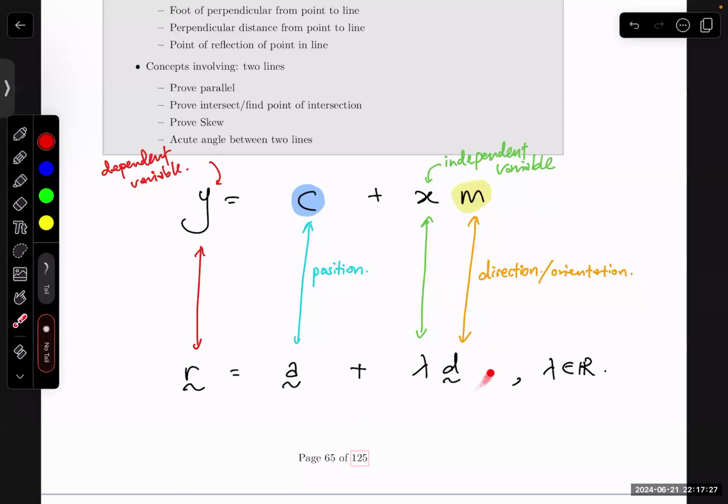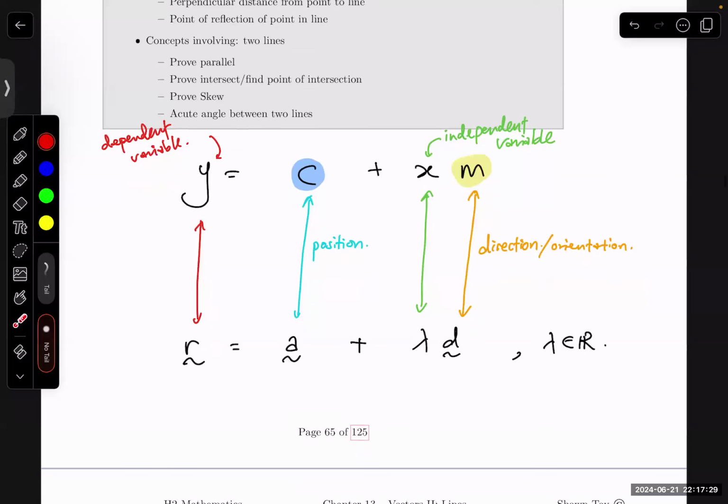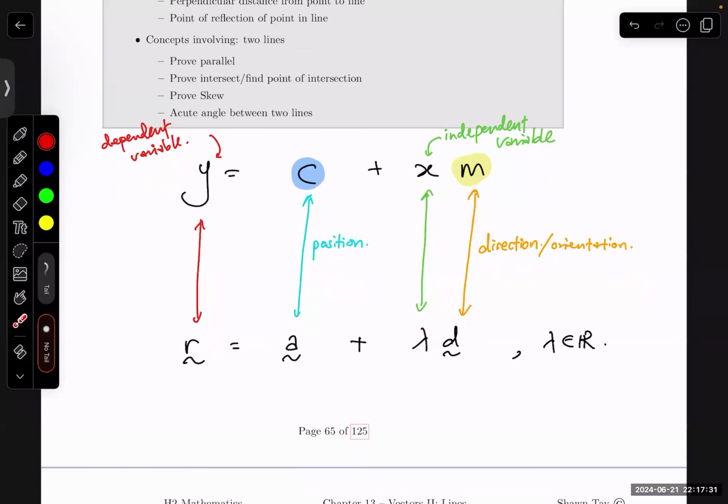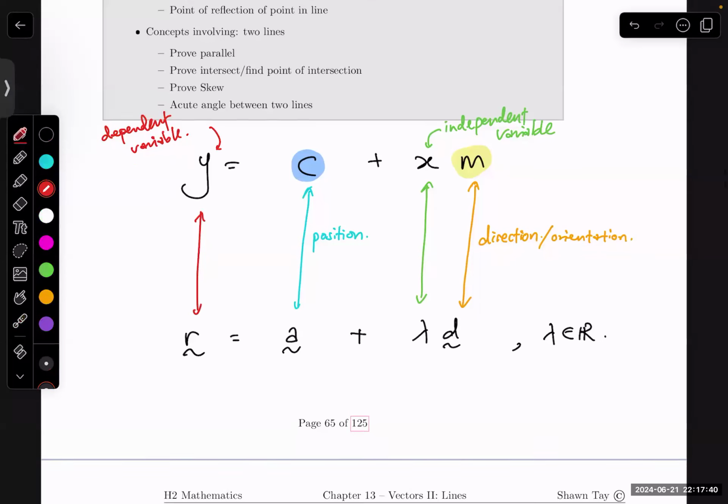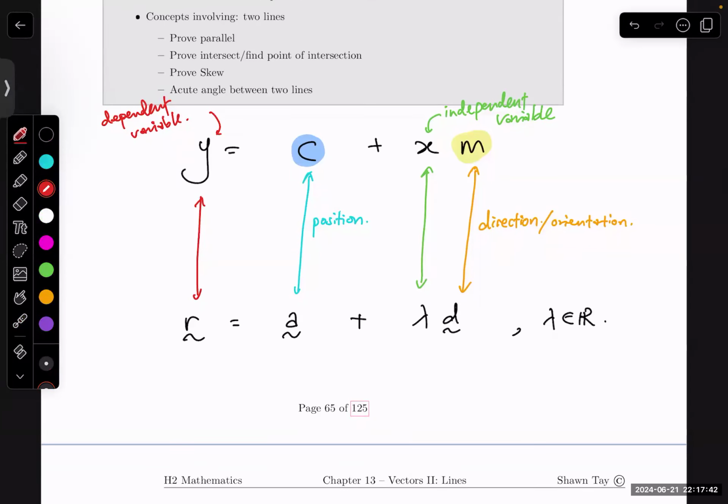In the 3D case, in the vectors case, it's going to be slightly different. Our independent variable is not one of the coordinates. Our independent variable is a third party, or I guess fourth party, because in this case our position has 3 coordinates, 3D.